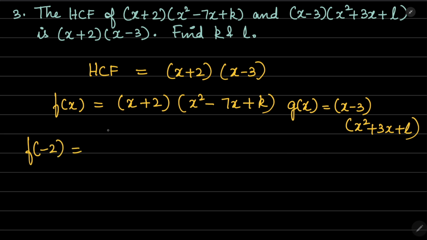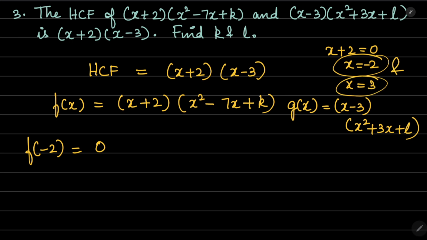If you substitute minus 2 in this function, the answer will be 0 because minus 2 plus 2 will be 0. And then x plus 2 equal to 0, so x equal to minus 2. And the other one is x equal to plus 3. These are the two values that we can put in the functions so that we get the value of k and L.